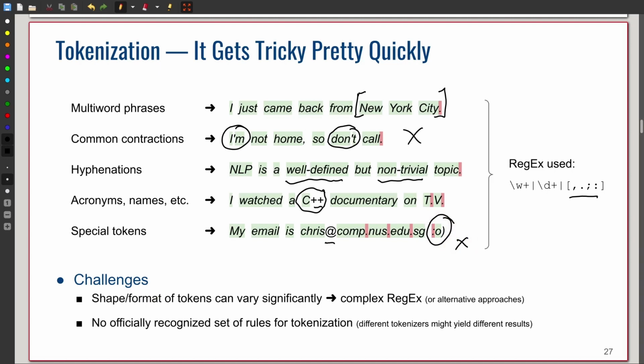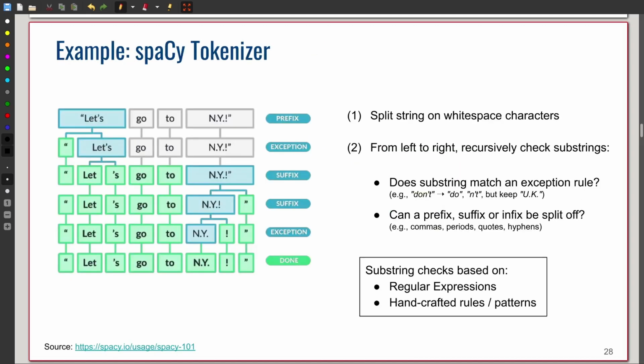So the challenge is that shapes and formats of tokens can vary significantly, and this means that we either have to use a very complex regular expression or come up with some type of alternative approach that might help us. And it can differ because the rules for tokenization might be different for different types of inputs. So you might want to try different tokenizers to see whether they yield different results. Here's an actual example from the spaCy tokenizer, a library that we've asked you to install.